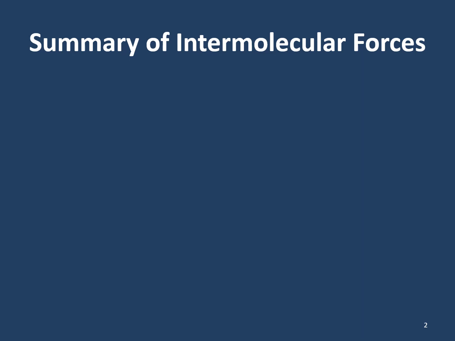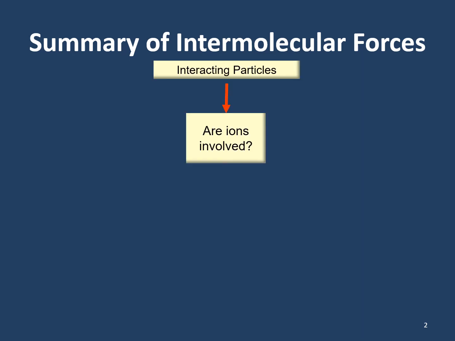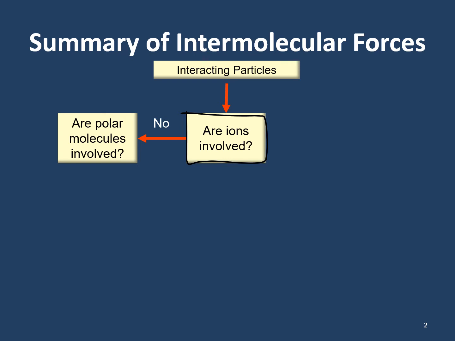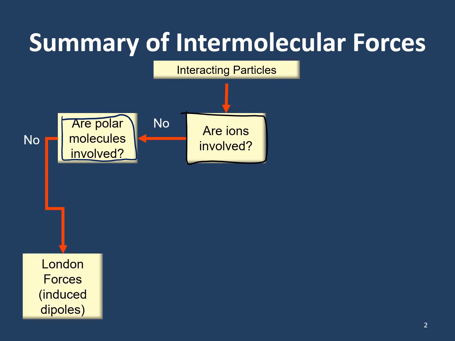So let's summarize our intermolecular forces. If you have a particle interacting with another particle, you should ask yourself a couple of questions to figure out what intermolecular forces are present. For instance, are ions involved? Most often, 99% of the time, you're going to say no ions involved. So the next important question is, are polar molecules involved? If the answer to that is no, then there's only one intermolecular force present. It's London dispersion. That's it.